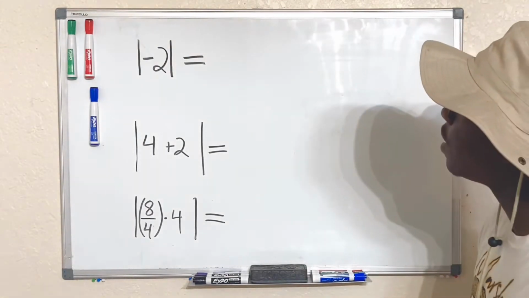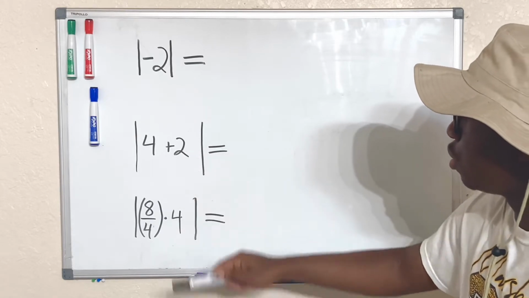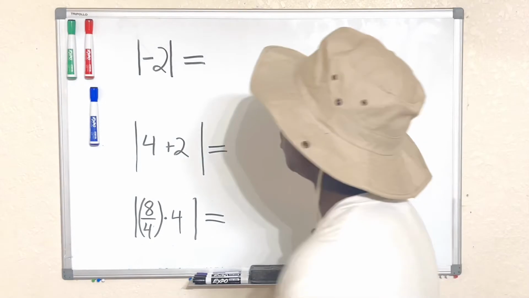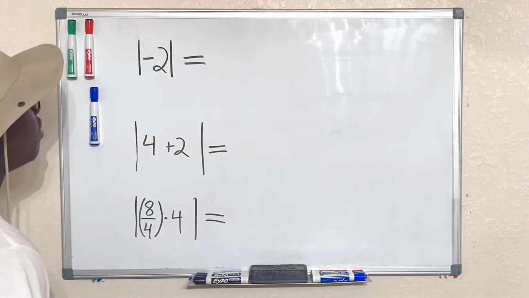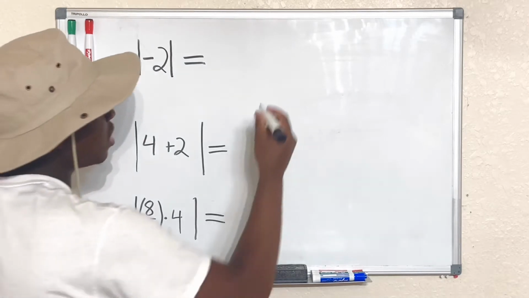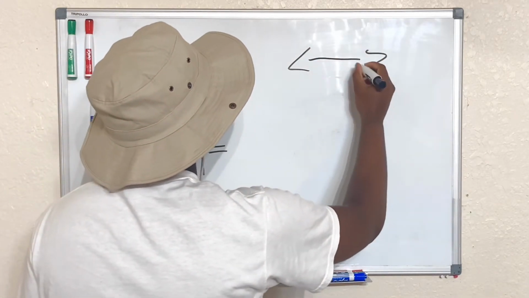So here we have the absolute value of -2, the absolute value of 4 plus 2, and the absolute value of 8 divided by 4 times 4. So as you see, we're just working our way up in these levels. So the absolute value of -2, remember, we're just looking for the distance. It is from 0. So draw out your number line.